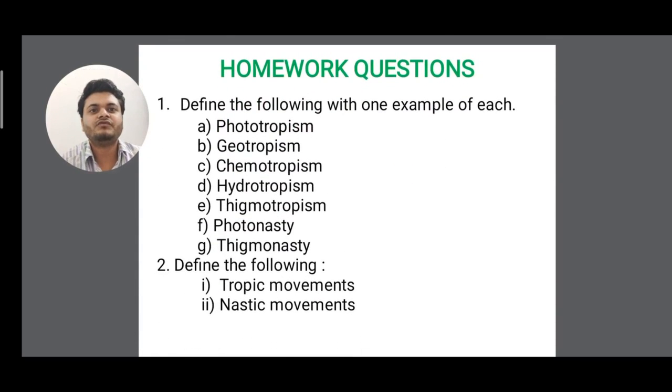So students, these are the homework questions. First question is define the following with one example of each: phototropism, geotropism, chemotropism, hydrotropism, thigmotropism, photonasty and thigmonasty, and define the following: tropic movement and nastic movement.